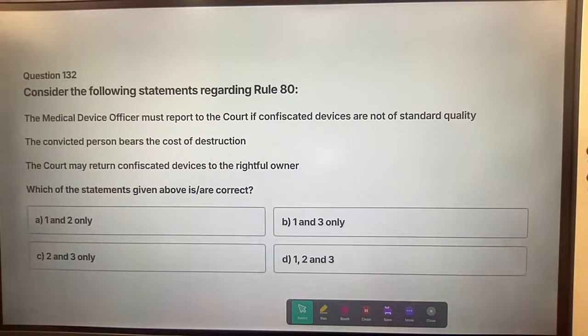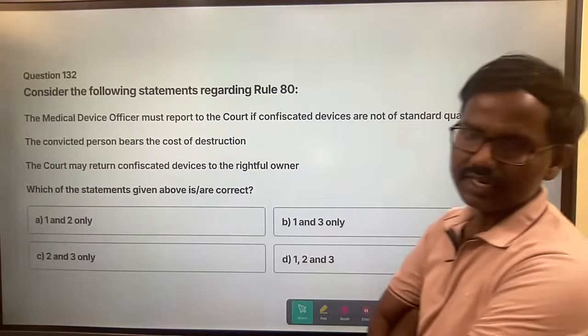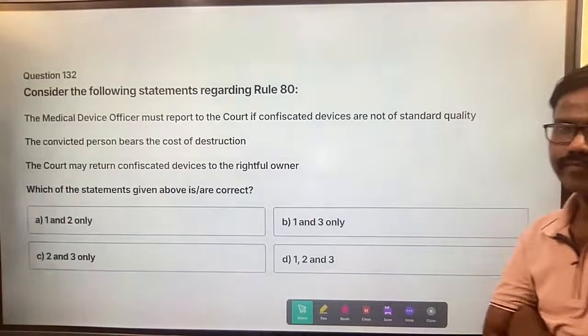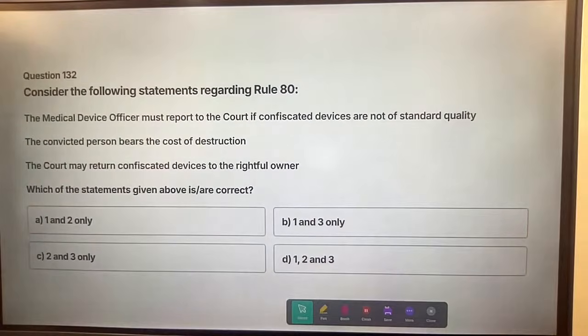Consider the following statements regarding Rule 80. The medical device officer must report to the court if confiscated devices are not of standard quality. The convicted person bears the cost of destruction. The court may return a confiscated device to the rightful owner. Which statements are correct? 1 and 2, 1 and 3, 2 and 3, or 1, 2, 3. Answer, please.